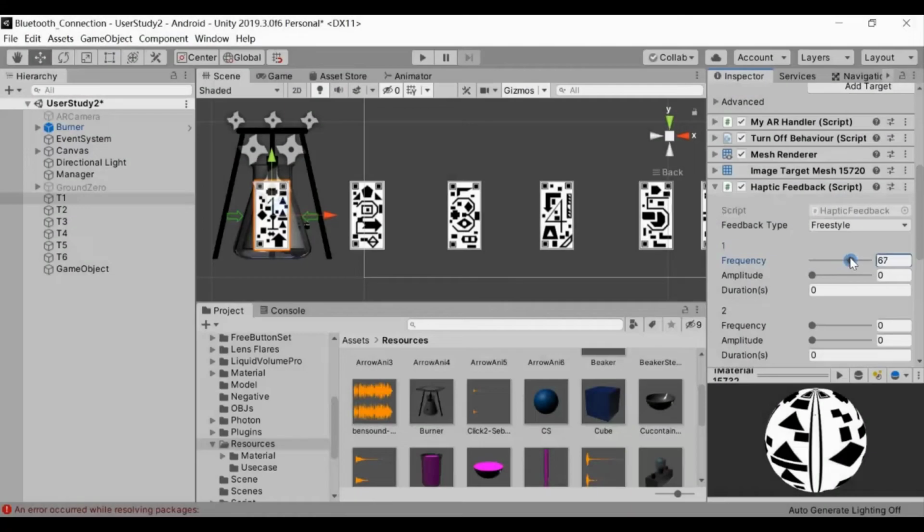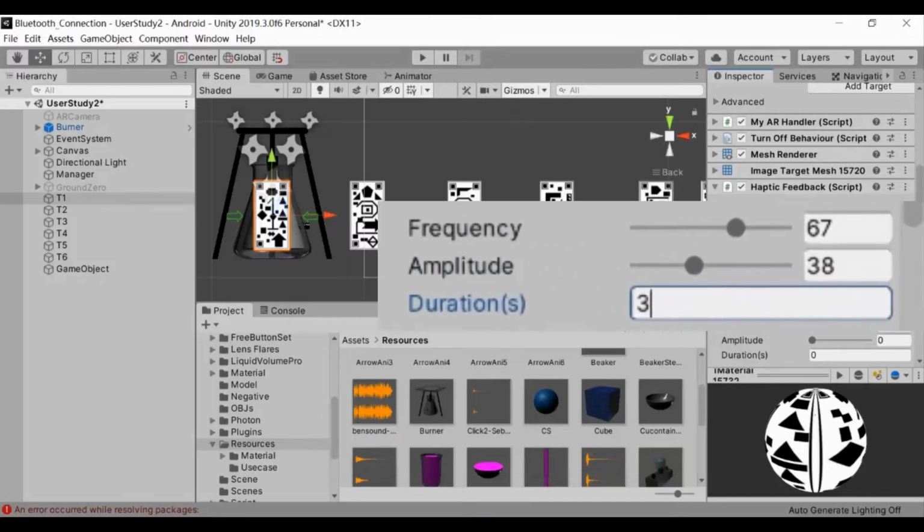Freestyle feedback is freely customizable by the designer. They can create up to 5 different haptic patterns in sequence. Each comes with 3 variables for adjustment: frequency, amplitude, and duration.